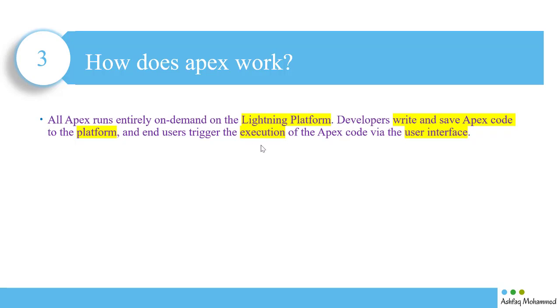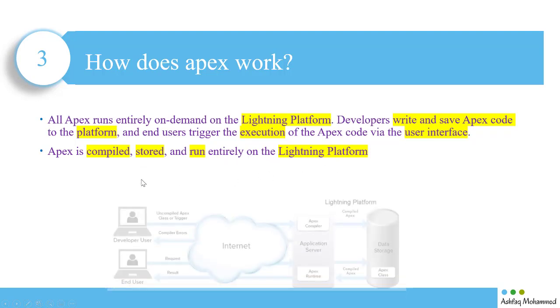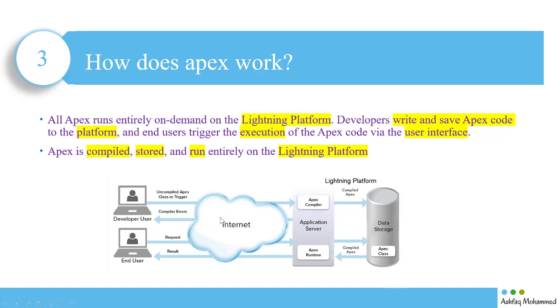He opens the user interface and tries to click any button. That might be, for example, a save button, and as soon as the save button is clicked, the logic will be triggered. Okay, so Apex is compiled, stored, and run entirely on the Lightning platform. So this is how it works, right?